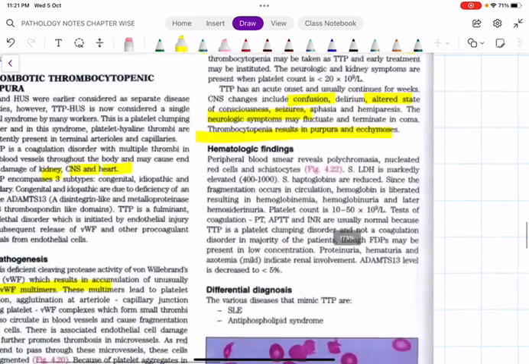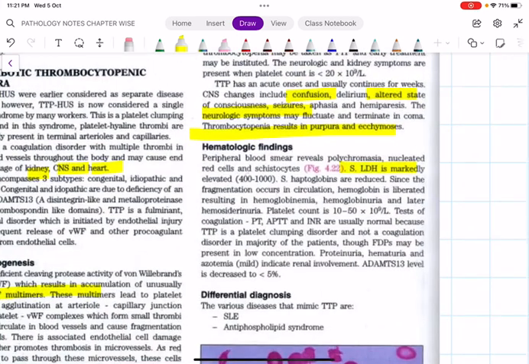Again, what are the hematological findings? Serum LDH will be markedly elevated, schistocytes will be present, serum haptoglobin will be reduced, with hemoglobinemia, hemoglobinuria, hemosiderinuria. The platelet count is 10 to 15 into 10 to the power of 9 per liter. It's actually a platelet disorder, so the coagulation pathway will be completely normal. So PT, APTT and INR will be normal, because it is a platelet disorder, not a coagulation disorder. That is very, very important. And ADAMTS13 level will be markedly diminished, less than 5%.